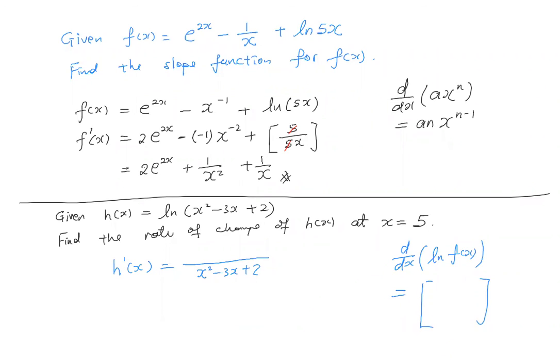Okay, Sebastian, what is the one on top? 2x minus 3. Yeah, 2x minus 3. All right, so I got that done. So I put my x equal to 5. So I work it out: 2 times 5 minus 3 over 5 squared minus 3 times 5 plus 2. Okay, last one. What is the answer?